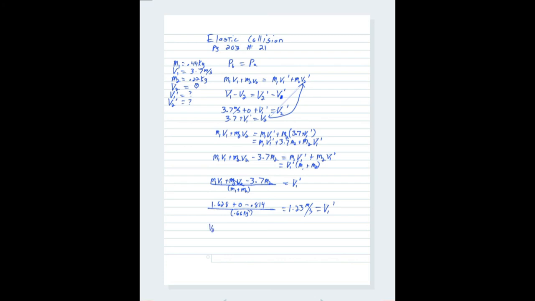Now, I have an equation up at the top that gives me V2 prime. It says V2 prime equals 3.7 plus V1 prime. That's what I found earlier. So now I just plug in the V1 prime of 1.23 and find V2 prime. So V2 prime is going to be 3.7 plus 1.23, and that's 4.93 meters per second. And those are my two answers. So I have 4.93 meters per second for V2 prime, 1.23 meters per second for V1 prime.